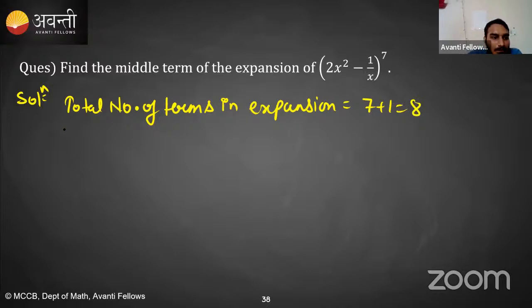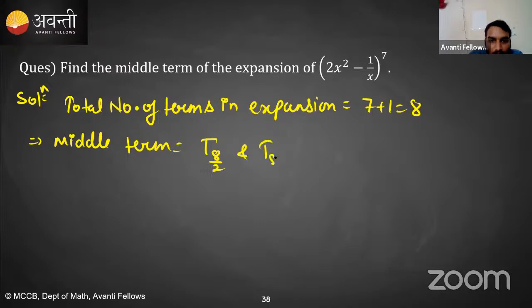Clear? So it implies the middle terms are T of 8 by 2 and T of 8 by 2 plus 1. So T4 and T5 are the middle terms. Very good everybody. Is this clear? In this case, the middle terms would be T4 and T5. So what is T4?